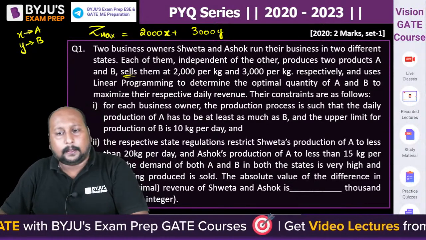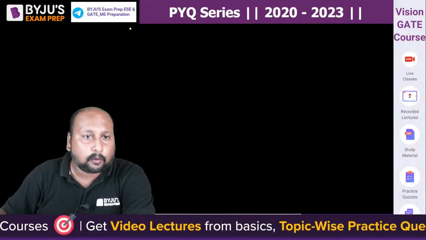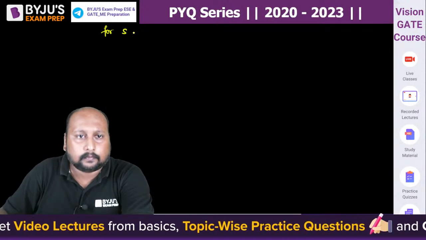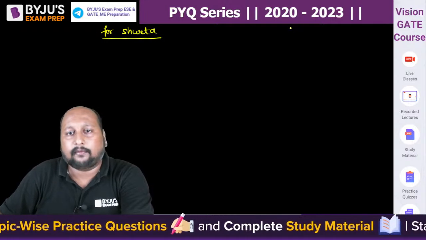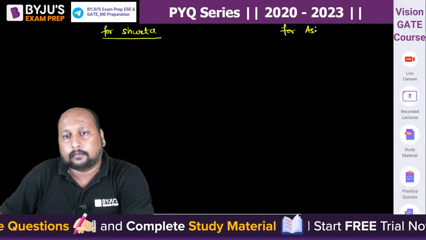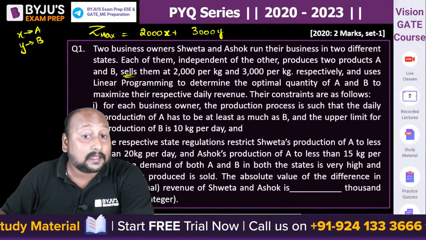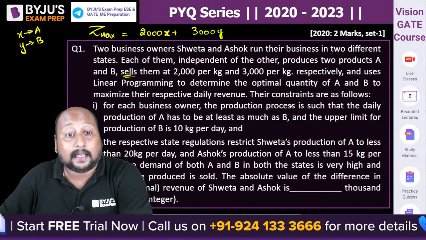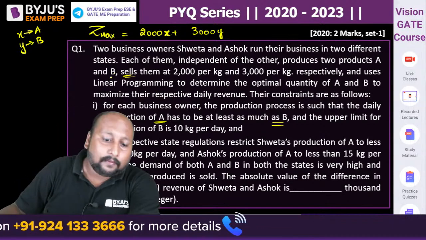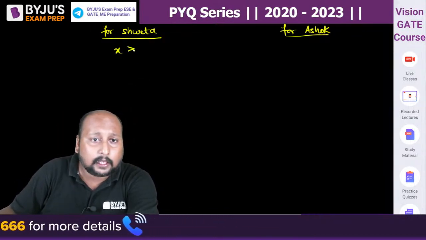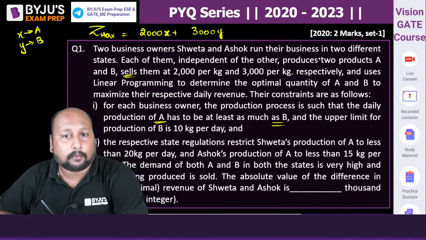So let me do one thing. Let me write the two cases. This is your case number 1, that is for Shweta. Let me write the constraints for Shweta and for Ashok also. Right? Now, they are saying that for each business owner, the production process is such that the daily production of A has to be at least as much as that of B. Can we say that your X should be greater than or equal to Y? And this condition is common for both.